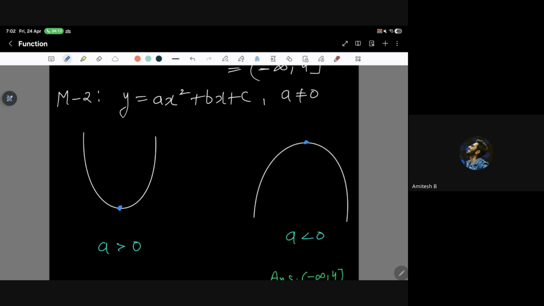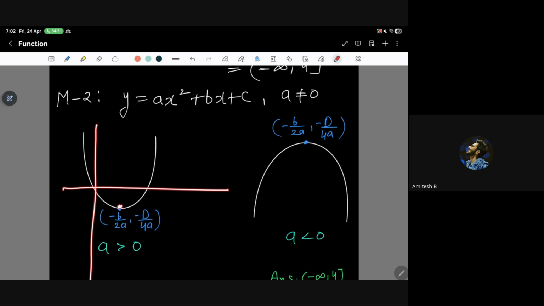So the vertex has coordinates x comma y. So x is minus b upon 2a and y is minus d upon 4a. And here also the coordinates are the same. The only difference is that in the upward facing case the coordinates will represent the minimum point. In the downward facing case the coordinates will represent the maximum point. So the y coordinate is the maximum value. You can see when you go in the upward direction, this is the minimum value and you are going towards plus infinity. Let's say this is your coordinate axis. So from the minimum point you are going towards positive infinity.